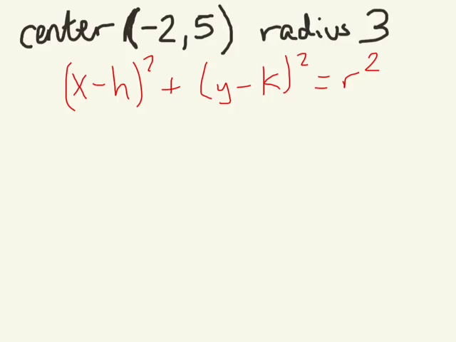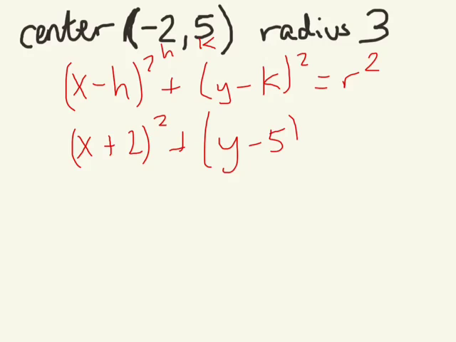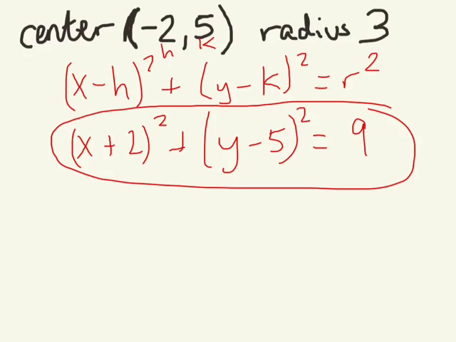Again, h and k are your center. So your center up here, this is h, this is k, plug them in. x minus negative 2 becomes x plus 2, squared, plus (y - 5)^2, because k just goes straight in. Radius is 3, radius squared is 9. That's my equation, given that information.